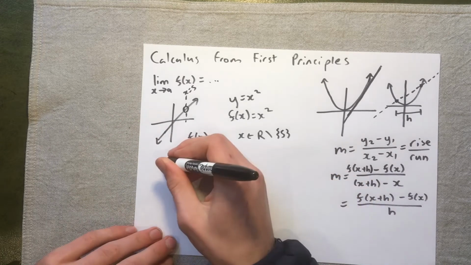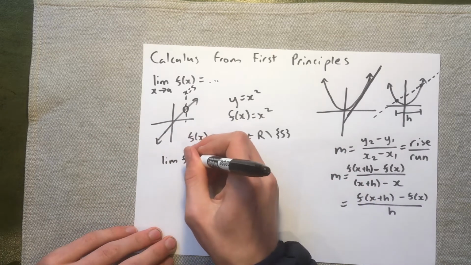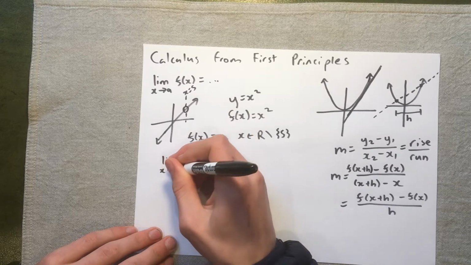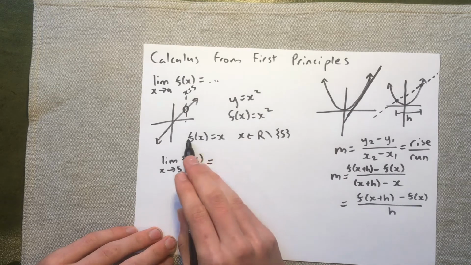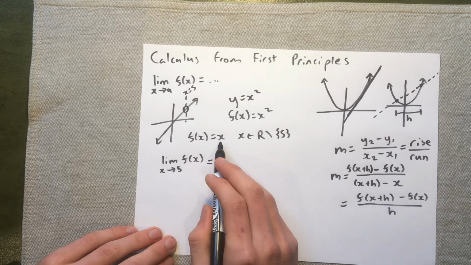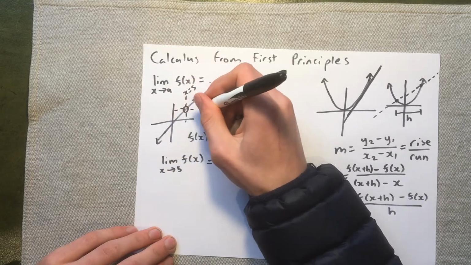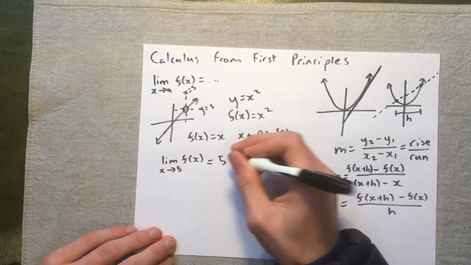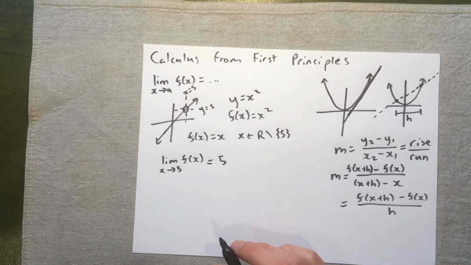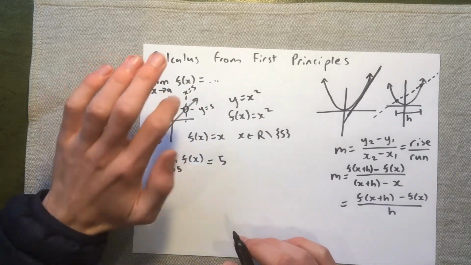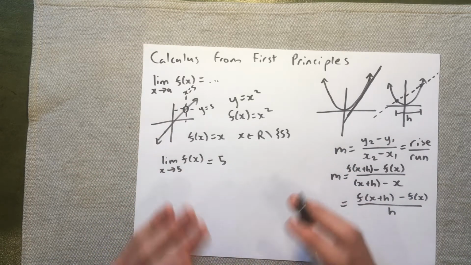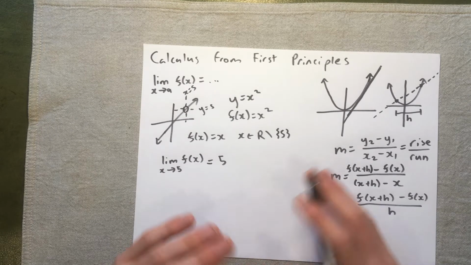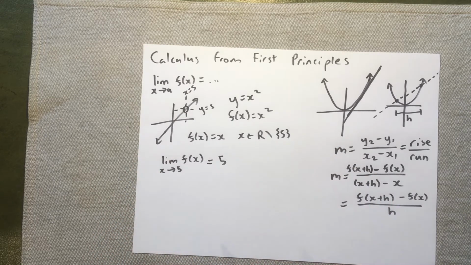Now, if we write the limit of our function of x as x approaches 5, we can sub in 5 here. The function of 5 is just going to equal 5, so our y coordinate is also going to equal 5 at this point. So we can say the limit of our function as x approaches 5 is going to be 5. And having an understanding, or at least a basic one, of these limits is going to drive our understanding of first principles. So let's get right into an example here.